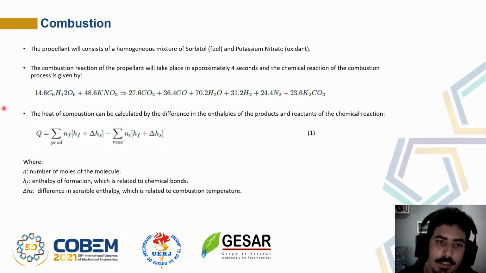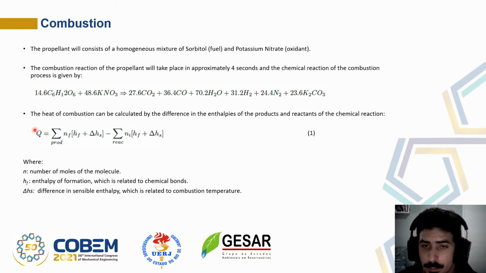The heat of the combustion can be calculated by the difference in the enthalpies of the products and the reactants of the chemical reaction, where N is the number of moles of the molecule, Δh_f is the enthalpy of formation, which is related to the chemical bonds, and Δh_s is the difference in sensible enthalpy, which is related to the combustion temperature.